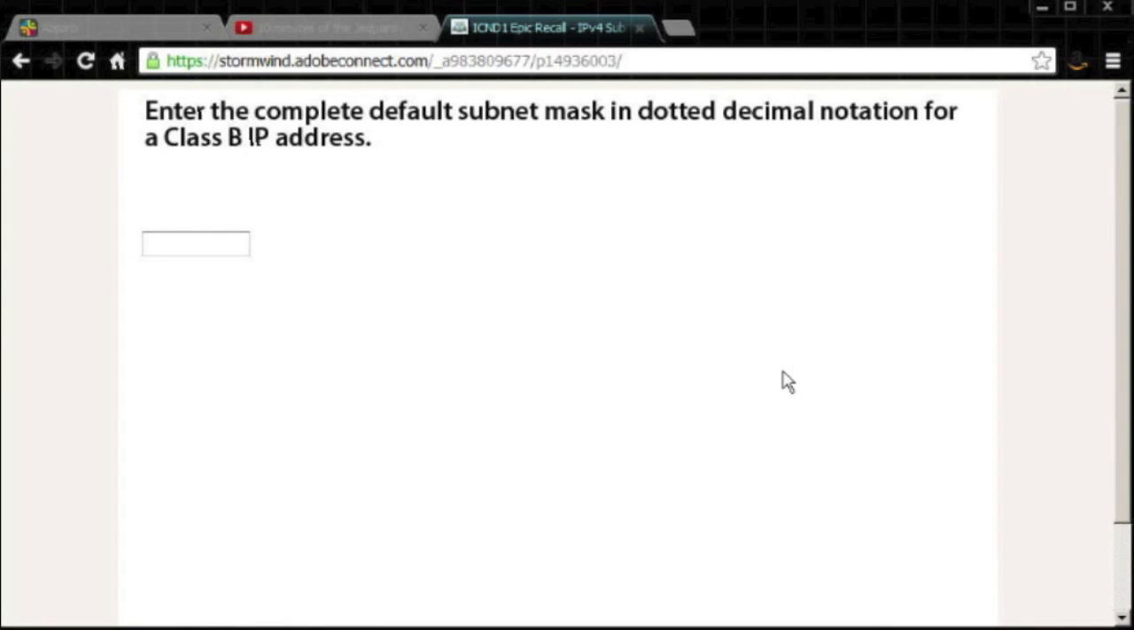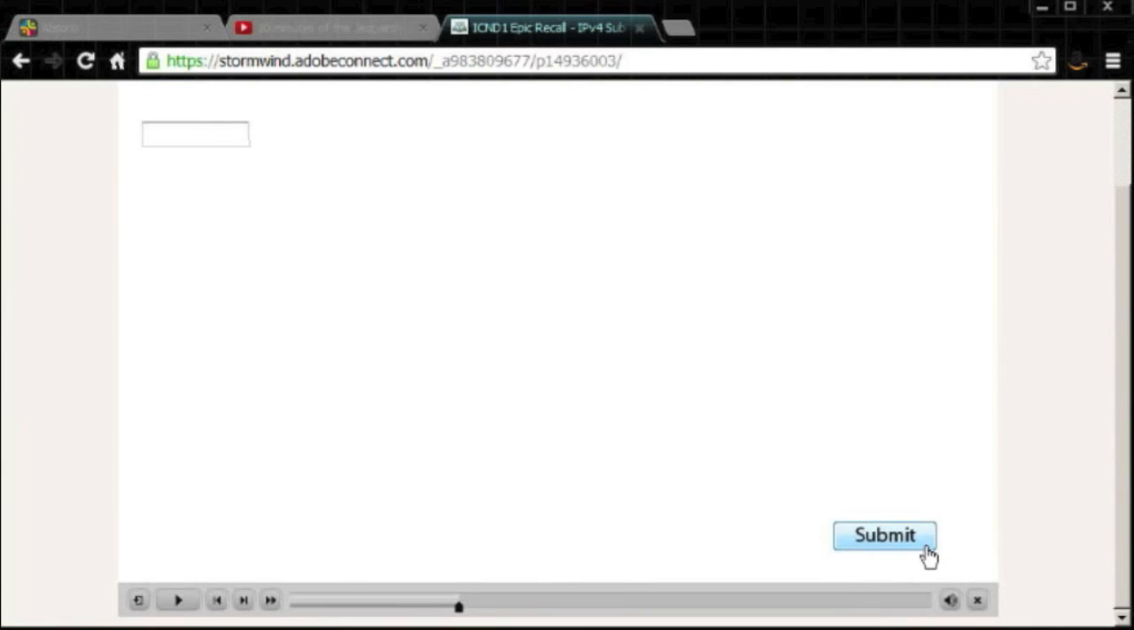Enter the complete default subnet mask in dotted decimal notation for a Class B address. Easy. 255.255.0.0. Yeah, everybody's all over it. Good job.